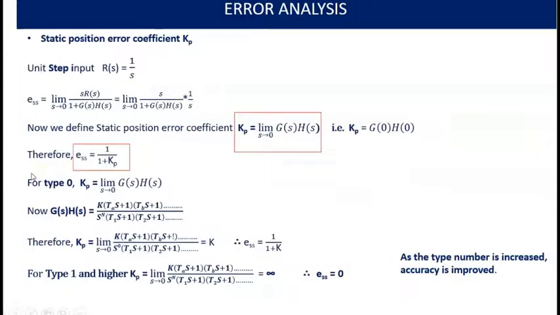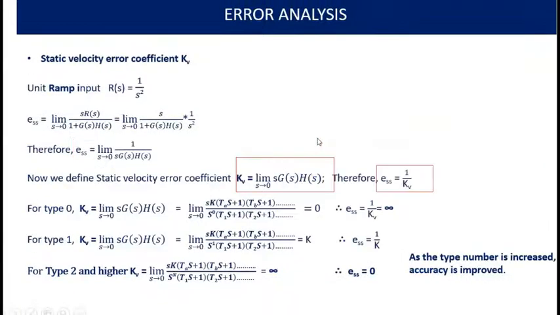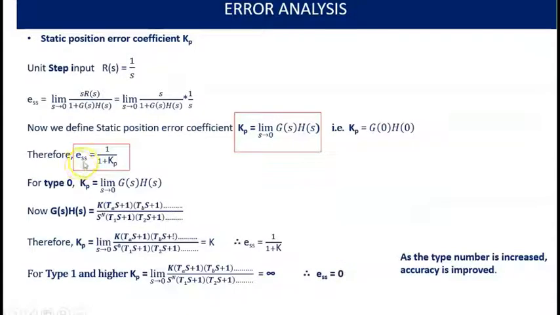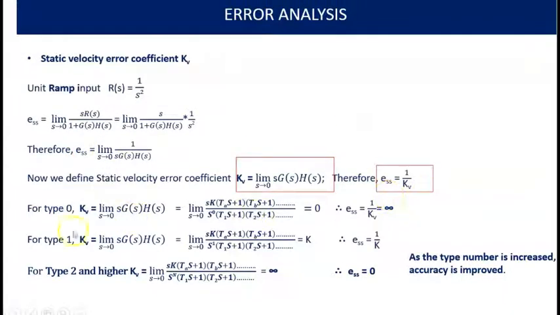Kp, from the previous slide, is equal to limit s tends to 0 of G(s)H(s). Here, Kv is equal to limit s tends to 0 of sG(s)H(s), and steady state error is 1 by Kv. For the position case, steady state error is 1 by 1 plus Kp; here it is 1 by Kv. For type 0, Kv is equal to limit s tends to 0 of sG(s)H(s) by definition. That is equal to limit s tends to 0, substituting for G(s)H(s).